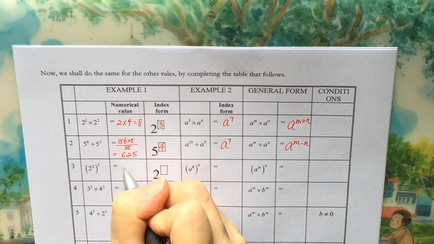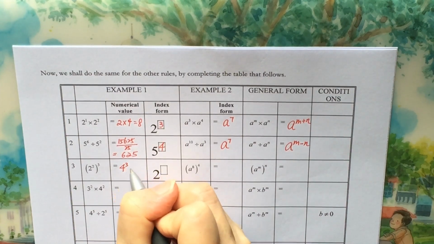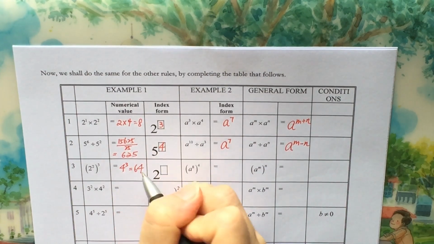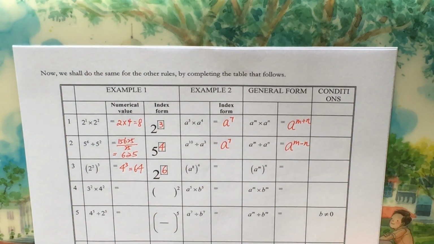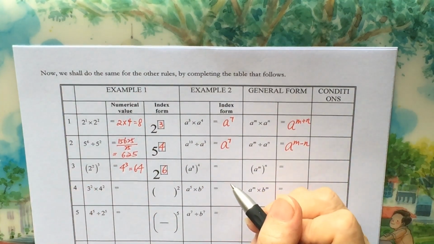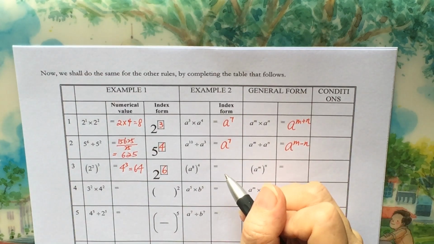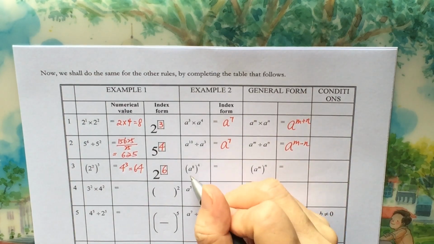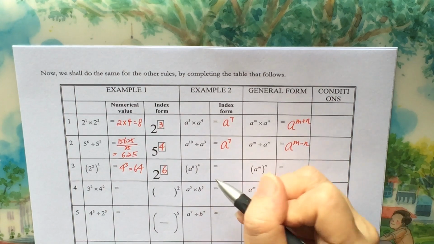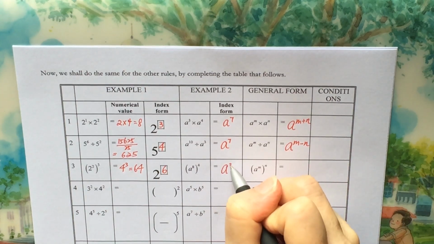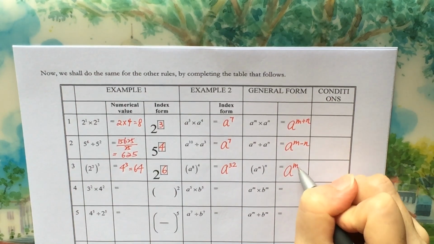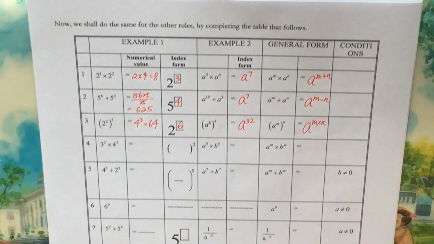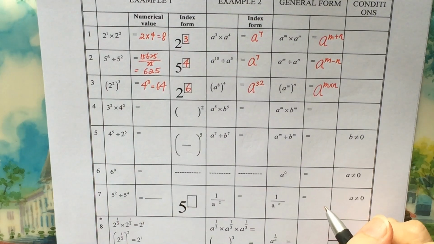Next one, this is power of power. So here we have 4 to the power of 3, which is 64. 64 is written as 2 to the power 6. So example, if the base is not 2 but a, a to the power of 8 and to the power of 4, that will be a to the power of 32. How do we get 32? It is m multiplied by n. The powers multiply together.